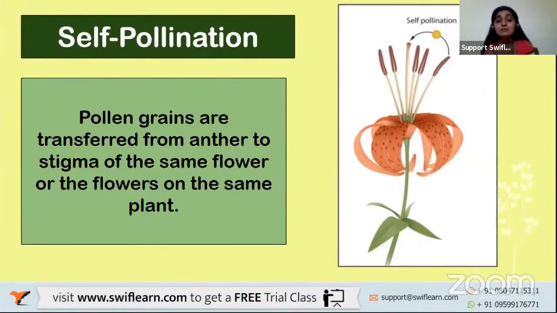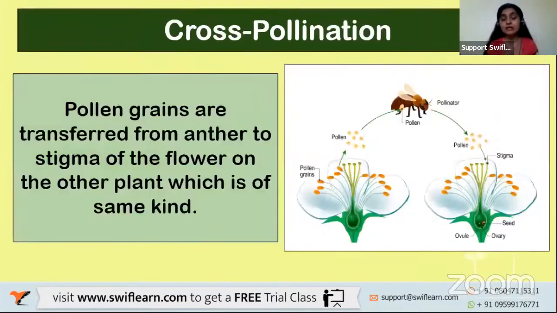Pollen grains are transferred from the anther to the stigma of the same flower or of flowers on the same plant. They're happening inside the same plant itself. They're not moving away from their own plant. So that is self-pollination.